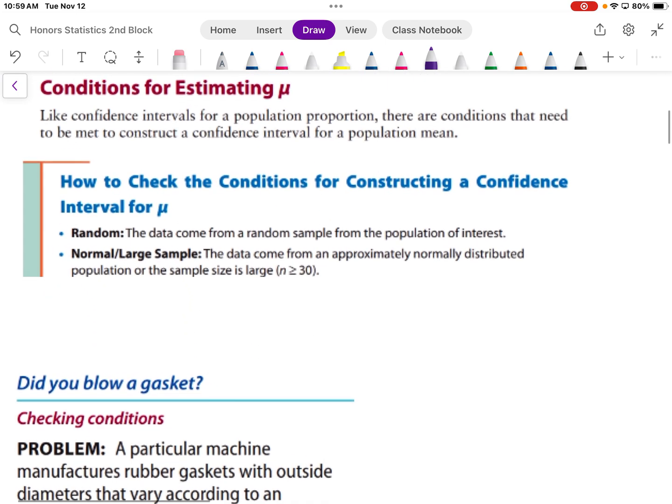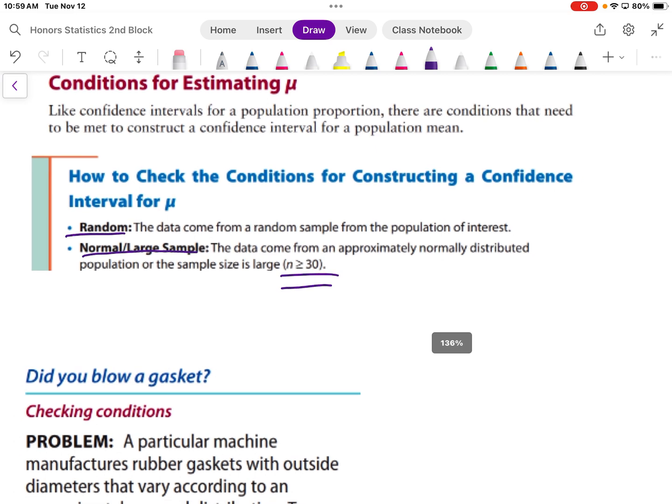Checking conditions. Now, we've checked conditions with proportions. We're doing the same thing for means. We just have to remember we've got to hit the random clause again. And then the normal and large count clause changes. Instead of doing the np greater than or equal to 10 stuff, we're going to compare n to 30.